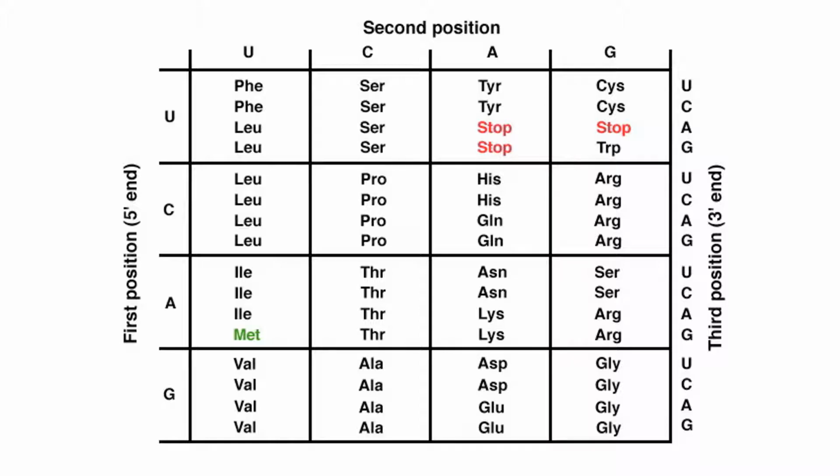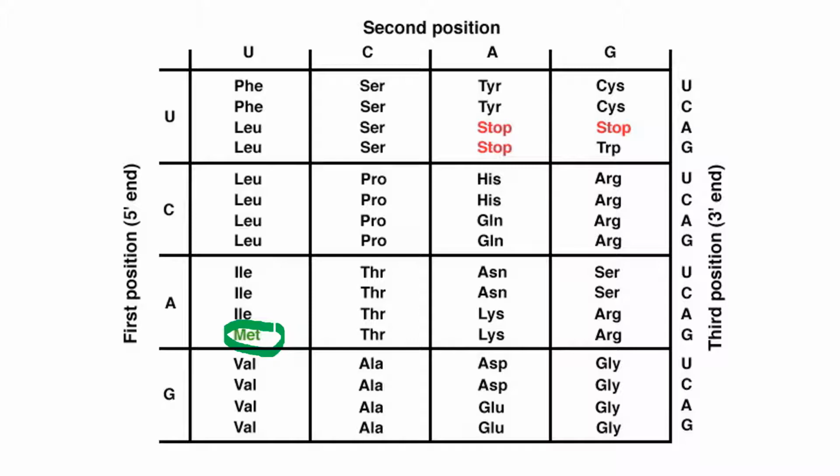Here we have a matrix that only shows the amino acids, and this is to help us see a few important features. One feature is that the stop codons are clustered together. The only amino acid encoded by a single triplet is methionine.